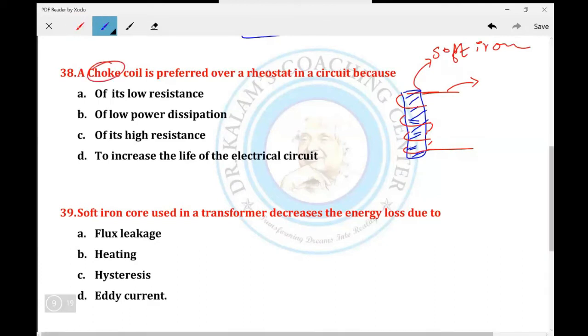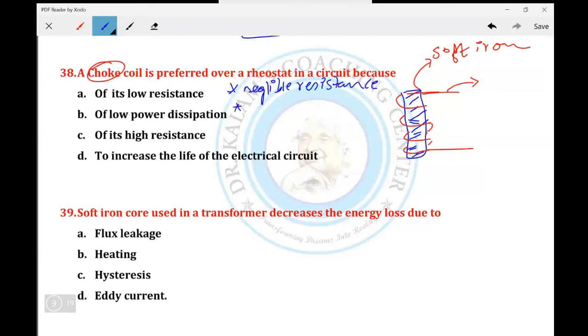First one: it has negligible resistance. So a choke has got negligible resistance. Done. Similarly, the other point is, it is used to control AC currents. So it is used to control AC current.